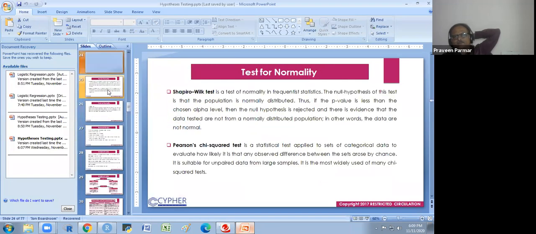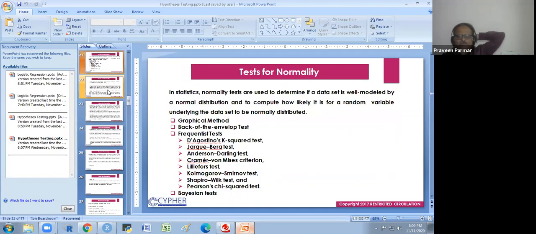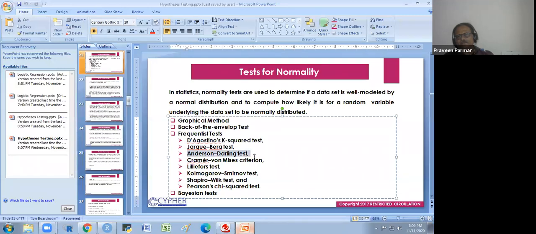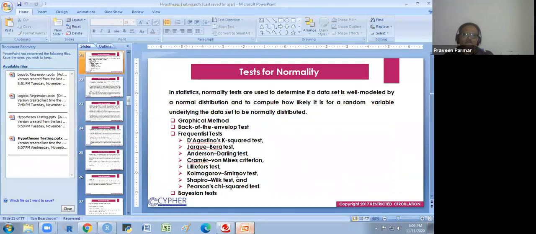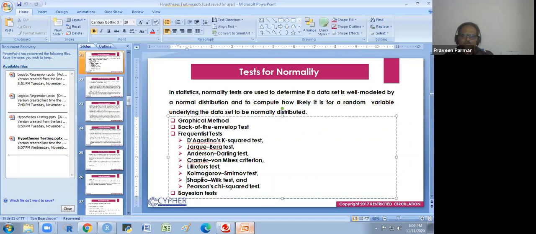These are the tests for normality. We have the graphic method, the bake of the envelope test, frequency test, and the Bayesian test. So there are so many. Here we are performing the Anderson-Darling test and the Shapiro-Wilk test. The Kolmogorov-Smirnov test is also there, and we also see the graphic method.